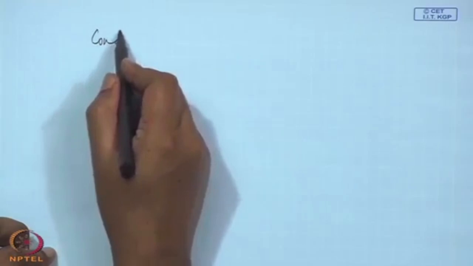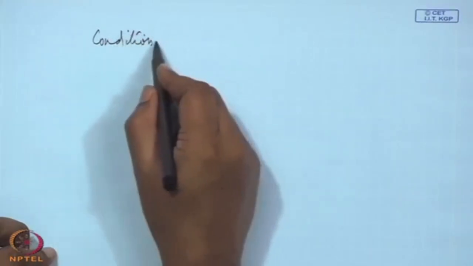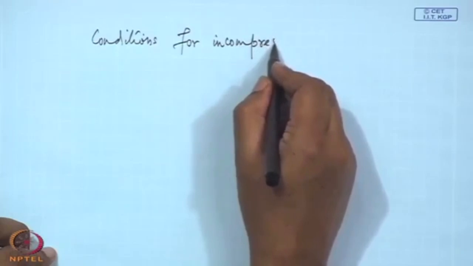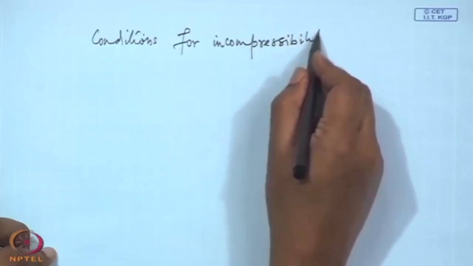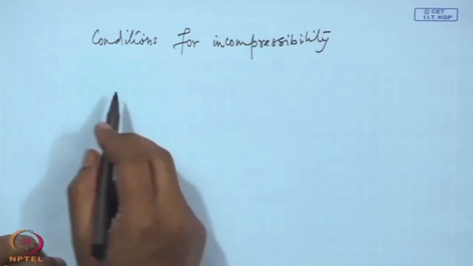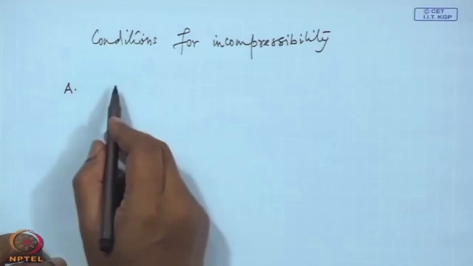Continuing with our discussion on the conditions for incompressibility, we have seen that the requirement is that we can show the flow can be treated as incompressible, or the velocity field can be treated as solenoidal, if we have these two requirements.